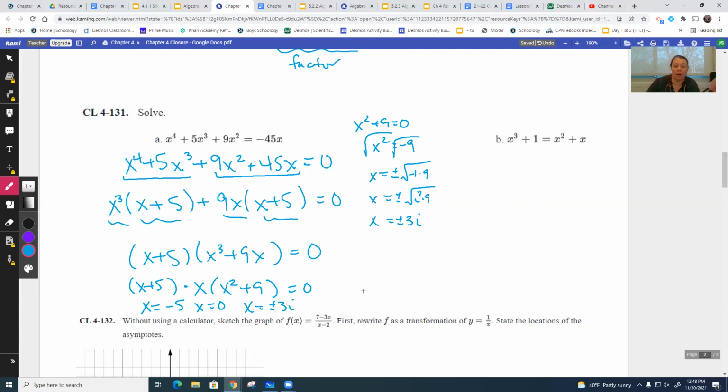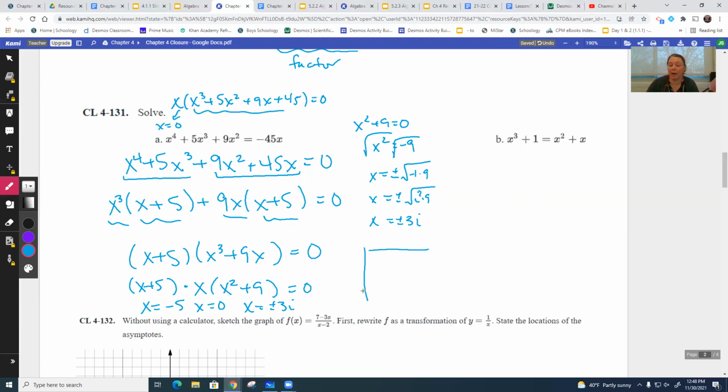You could also have solved this. I guess you could solve it differently. Maybe you notice there's an x as part of all of them. So you could have pulled an x out as a greatest common factor first. And then this gives you the solution x equals 0. And then you could have factored this.